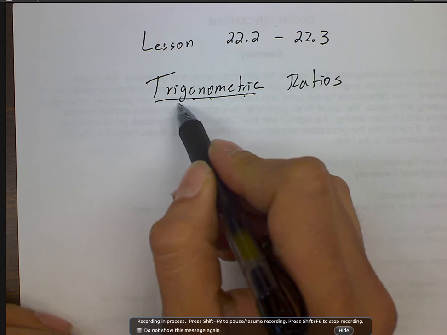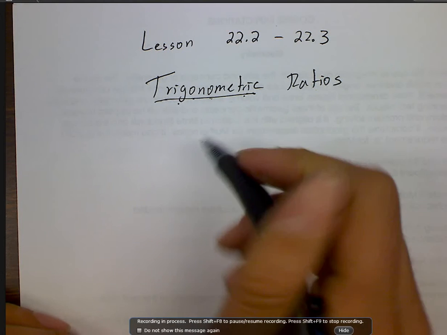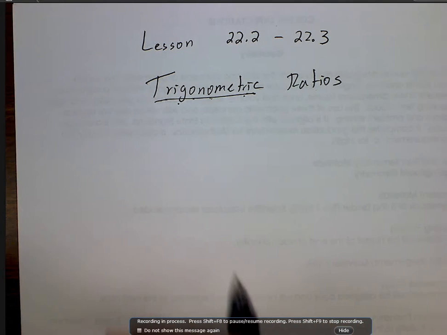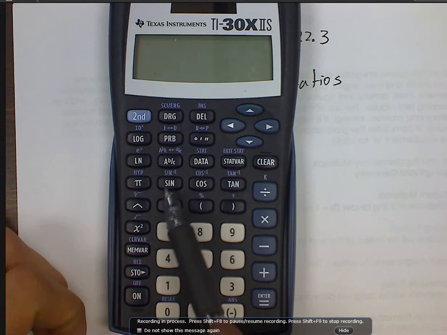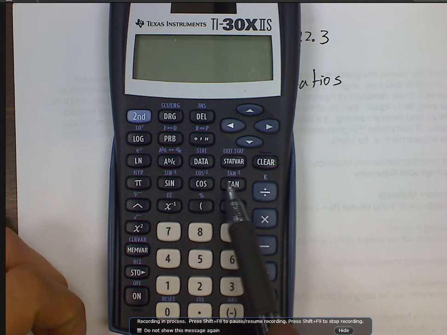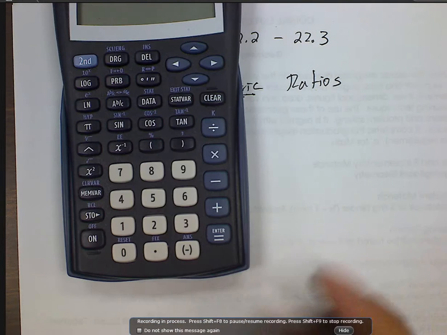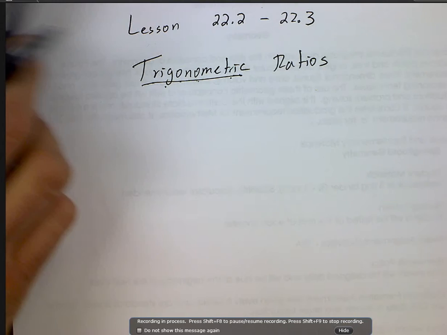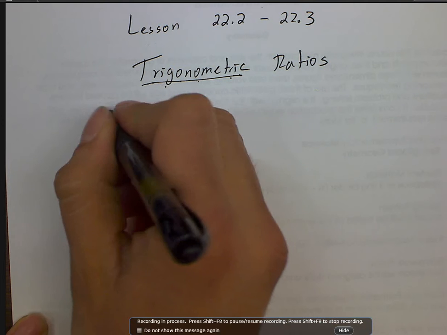Okay, more specific, it has to be a right triangle. For these lessons, you are going to need your calculator. It has to be a scientific one because you need these functions: sine, cosine, and tangent. I will show you how to use them in the video, and if you still have questions, just come see me at lunch.